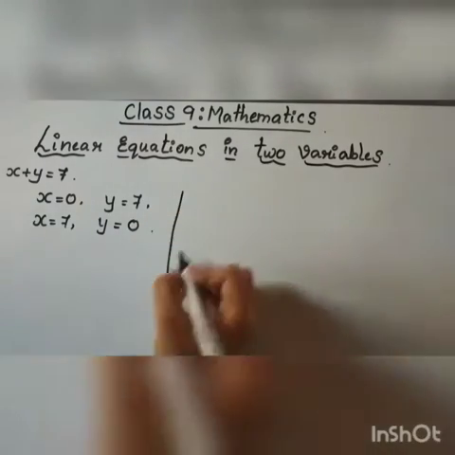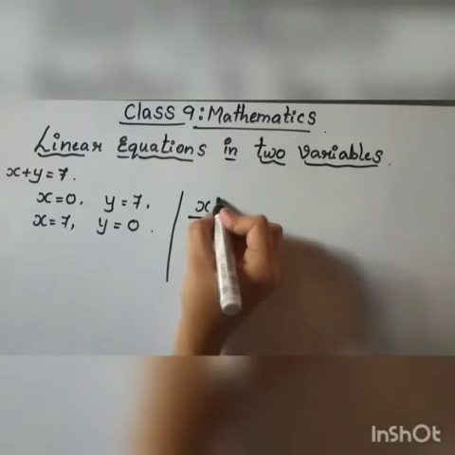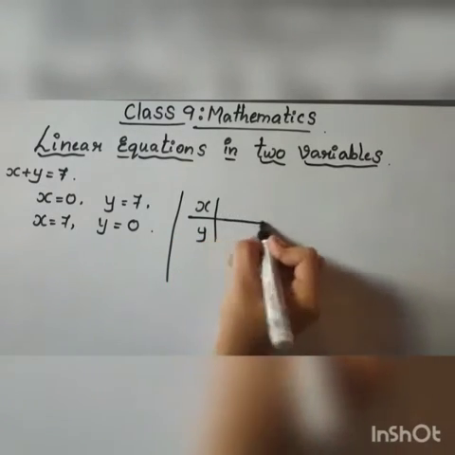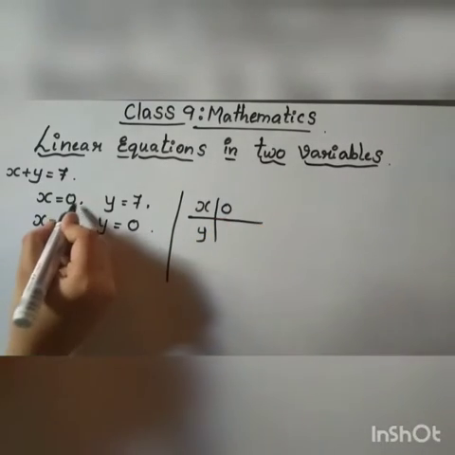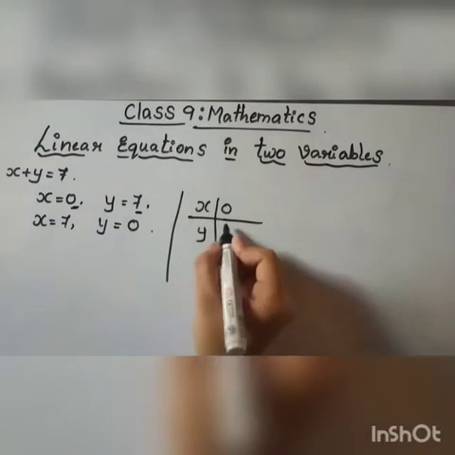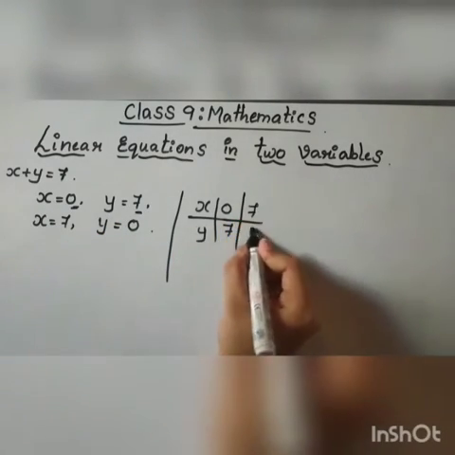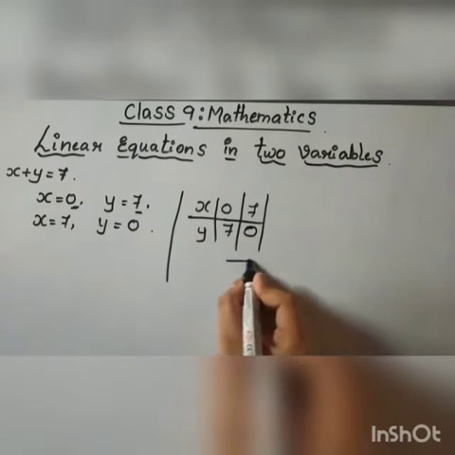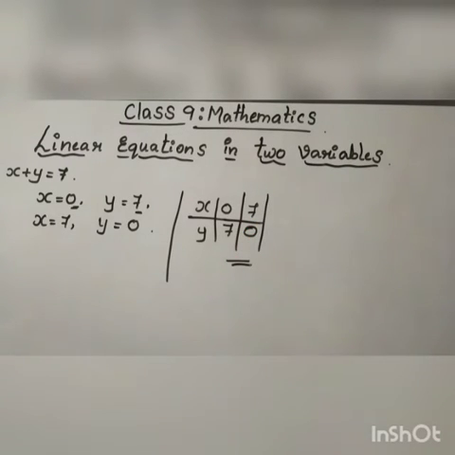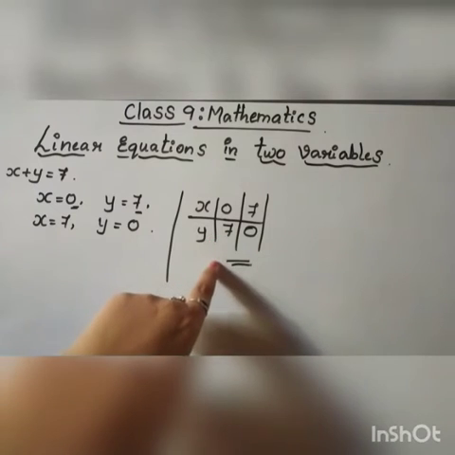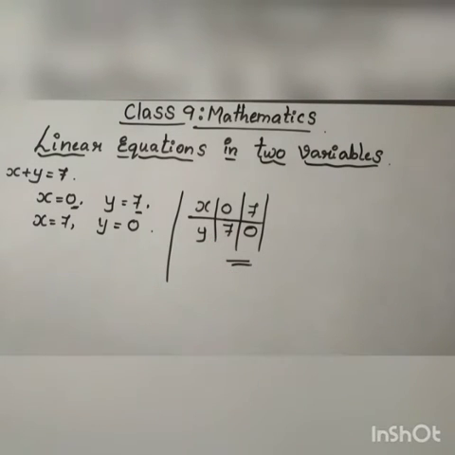Now I will make a table before plotting the graph, with x and y. So x is 0. When x value is 0, what is the y value? It is 7. When x equals 7, the y value will be 0 here. So before going for the graph, we have to make a table like this so that you can clearly form a graph for the given linear equation in two variables.